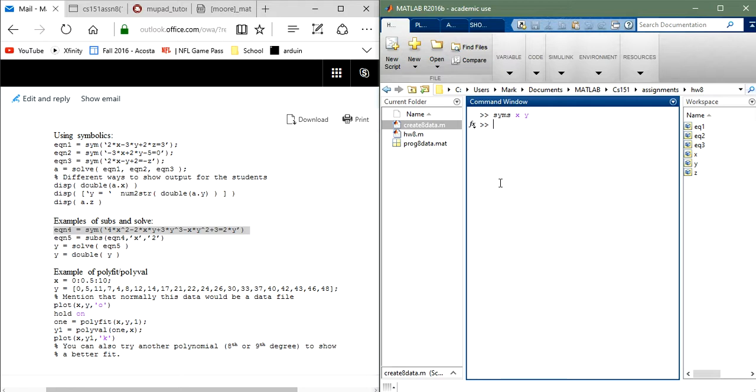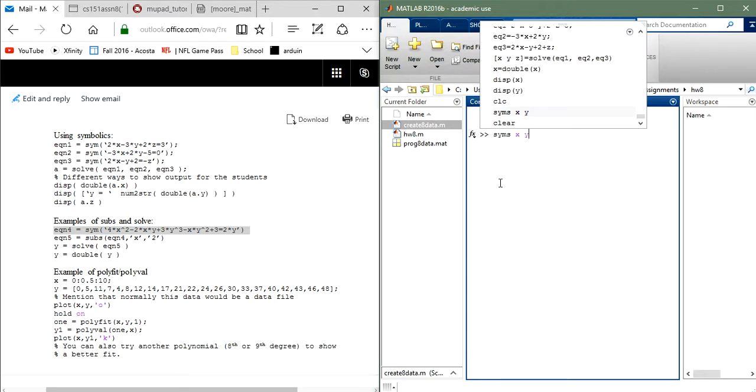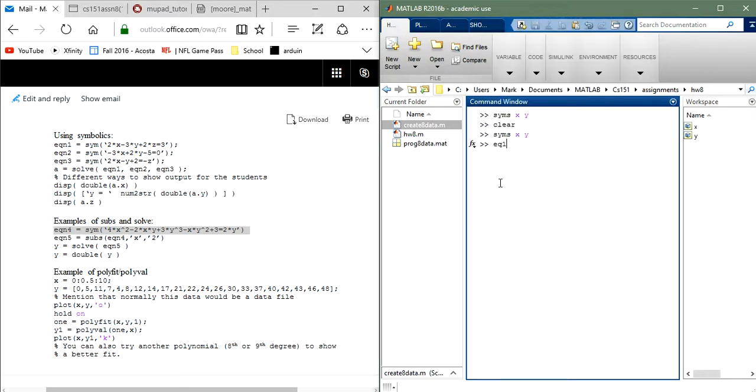We could create some equation. Let me clear everything. Then let me say syms x, y. Now I can say equation 1 is equal to 2 times x plus y plus 4, for no reason. I can say subs, and here's the format to it. Subs, the equation, the variable, and then whatever you want to sub into it. Usually it's a number. Sometimes it could be another variable, though.